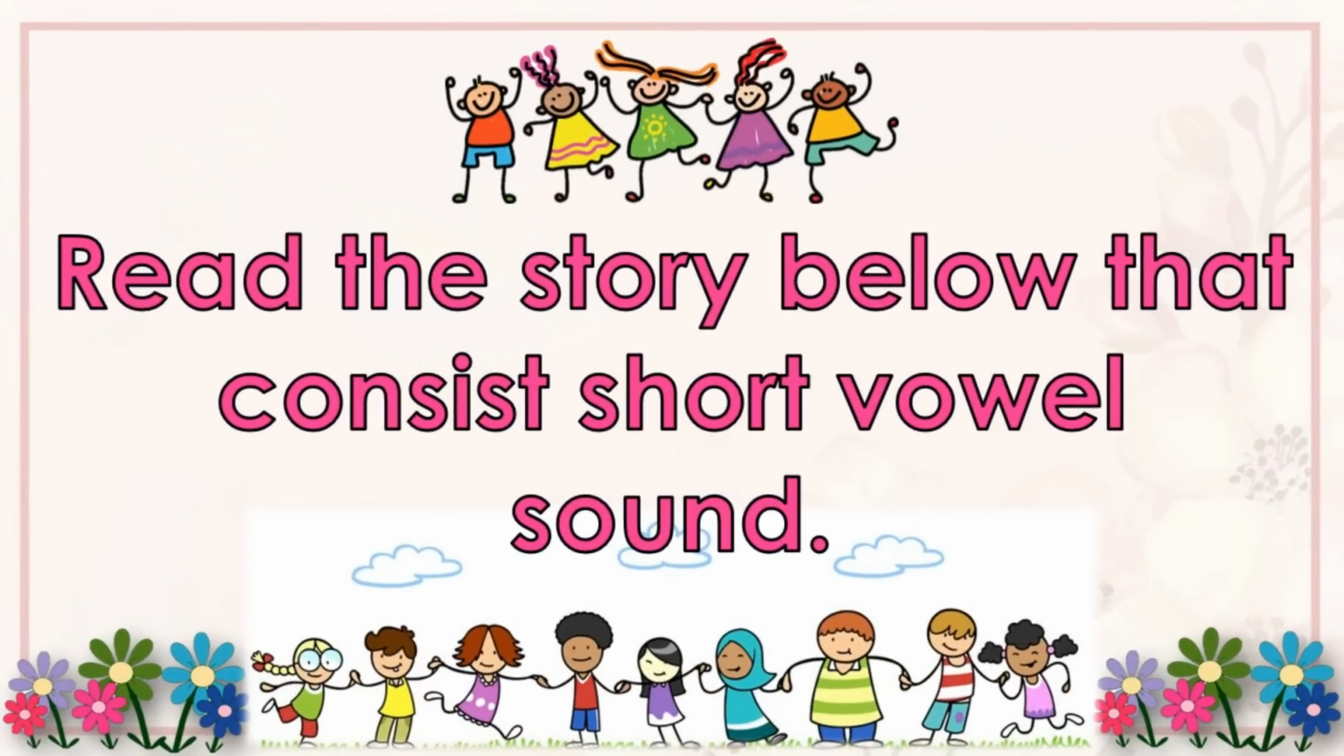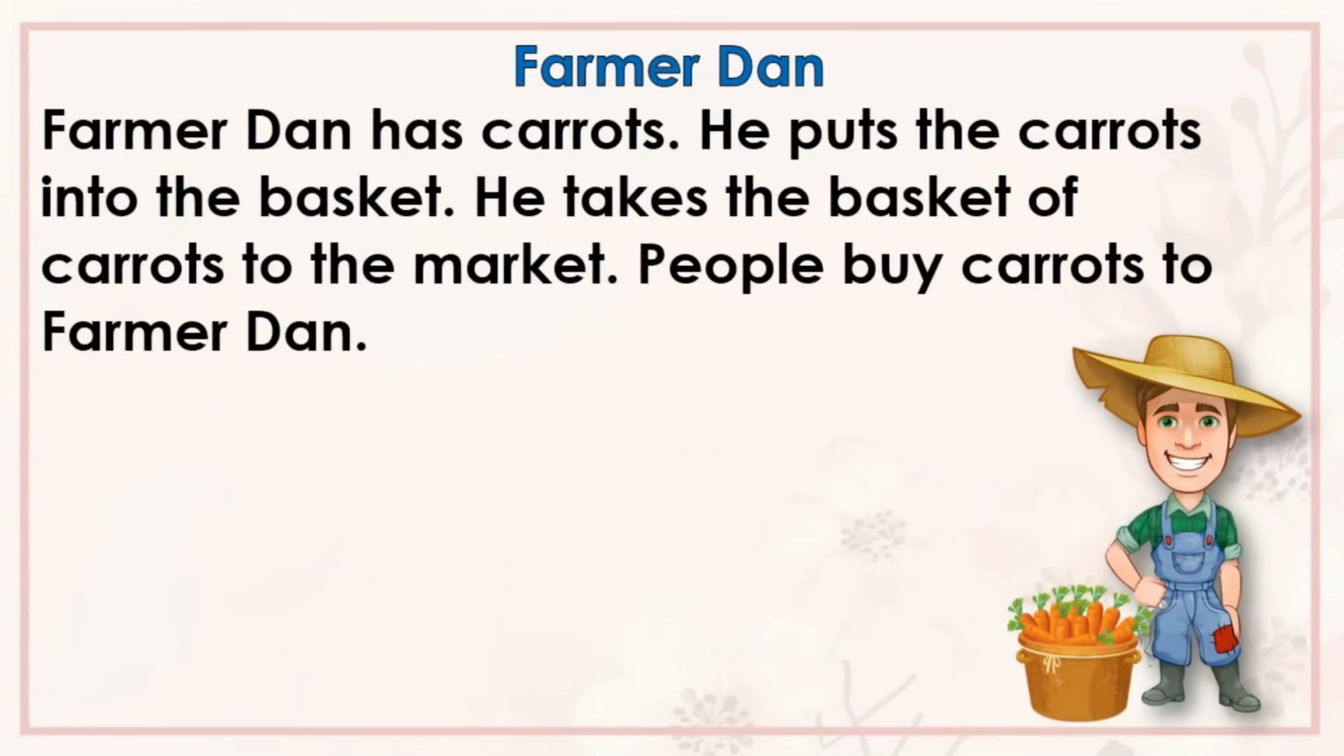Next activity. Read the story below that consists of short vowel sounds. The title of the story is Farmer Dan. Farmer Dan has carrots. He puts the carrots into the basket. He takes the basket of carrots to the market. People buy carrots from Farmer Dan.